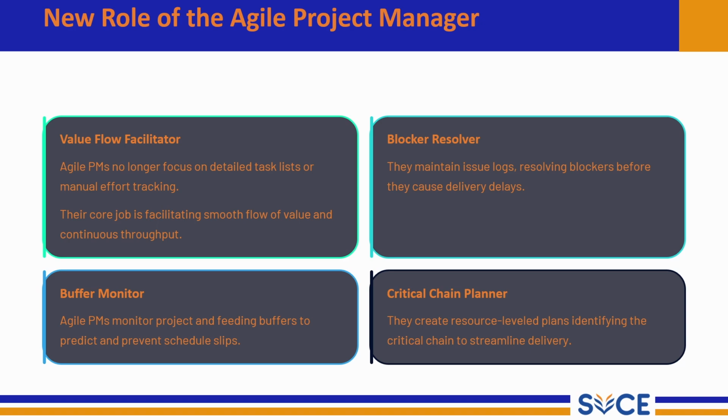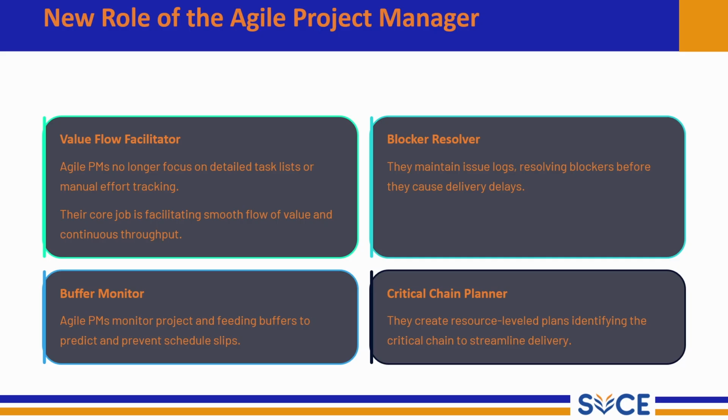In Agile, the role of the project manager changes significantly. Instead of controlling the tasks and people, an Agile project manager becomes more of a coach, facilitator, and problem solver. Here, the role of the Agile project manager, number one, is the value flow facilitator. Agile project managers no longer focus on detailed task lists or manual effort tracking. Their main job is to ensure that value flows smoothly from the team to the customers. They remove delays and help the team deliver working software continuously.